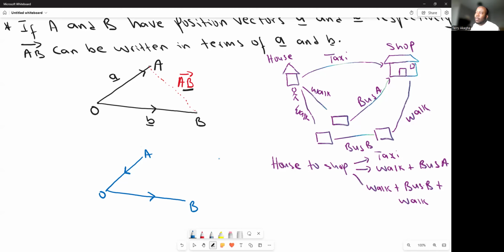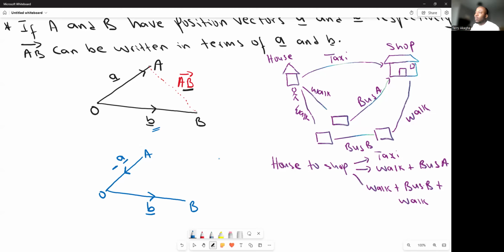But if you look at OA, that was A, but I'm moving from A to O now in the opposite direction. So remember in the previous video, I said if you move in the opposite direction, the sign is going to change. So it's going to be minus A. Can you see? O to B is exactly the same thing as we have here, which is the same direction. It's going to become what? B. So that was the same thing as OB. All right.